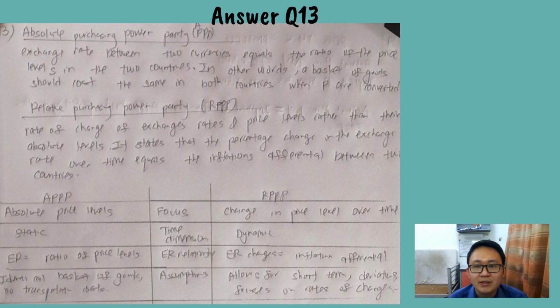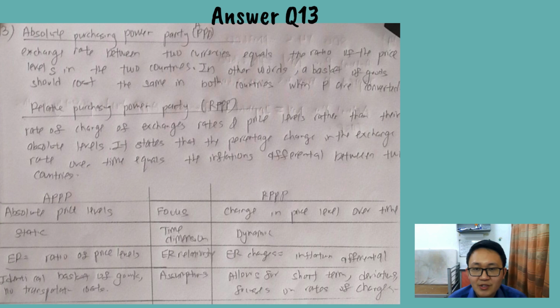Next, relative purchasing power parity refers to the rate of change of the exchange rate and the price levels rather than their absolute levels. It states that the percentage change in the exchange rate over time equals the inflation differential between the countries. So now let's take a look at the difference between the APPP and the RPPP.